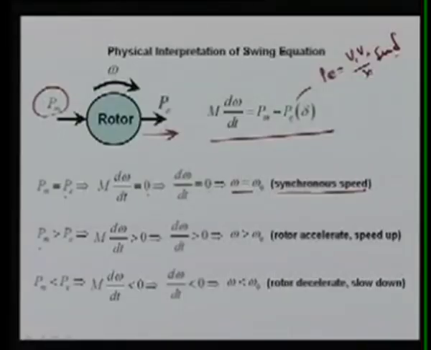Let us take, if mechanical power is more than this output, what will happen? This machine will rotate and accelerate. Why is it so? Because we always know that energy is conserved. When this power is coming in and less is going out, that power will be stored in this machine itself.